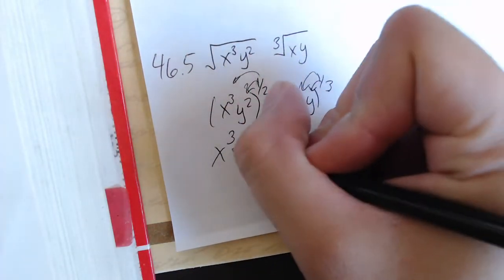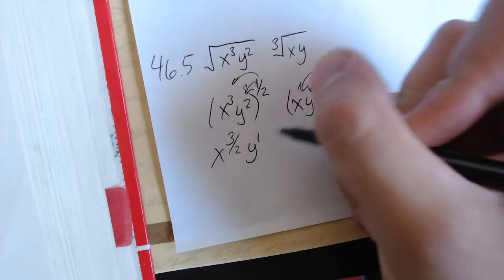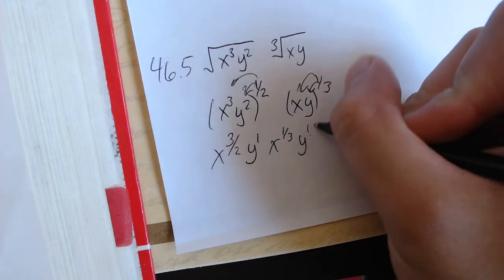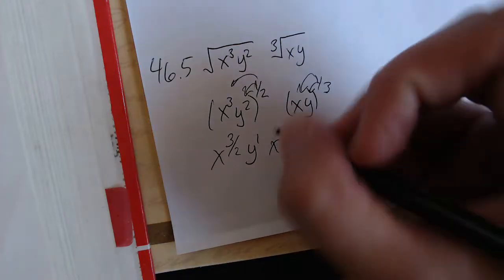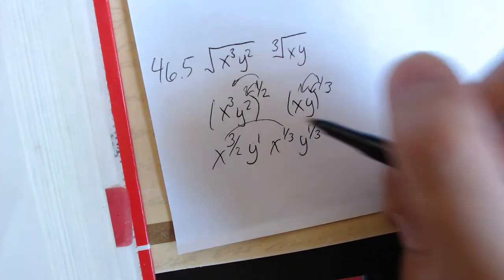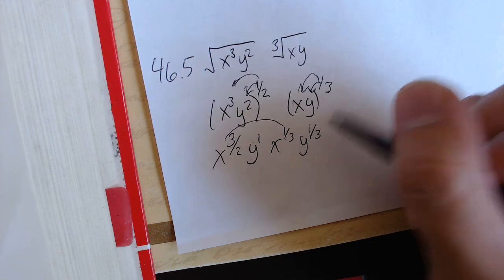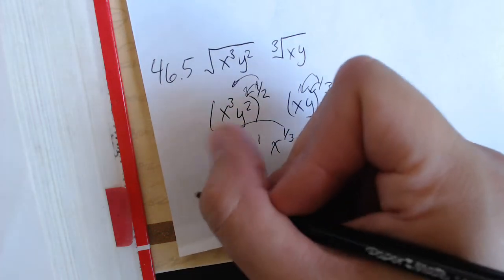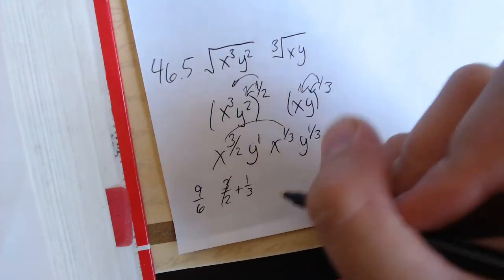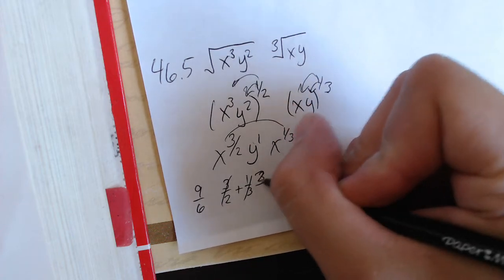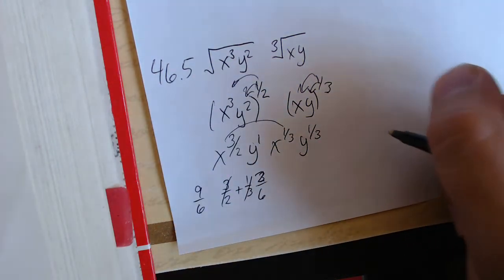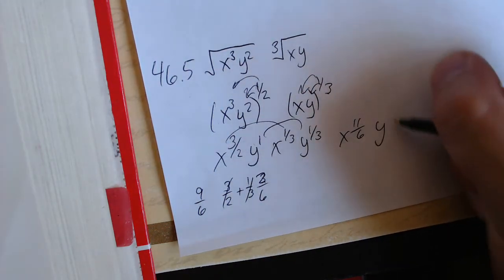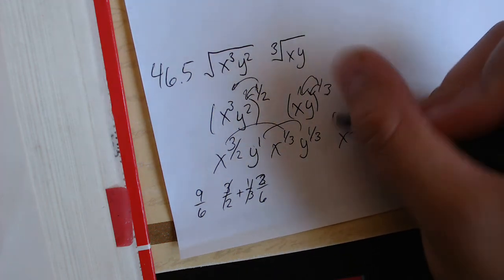That becomes x to the 3/2, and then y to the 1. And this becomes x to the 1/3, y to the 1/3. From here we just add like terms. The x's, let's go ahead and do 3/2 plus 1/3. That becomes 9 over 6. This becomes 2 over 6. 2 and 9, 11 over 6. So we get x to the 11 over 6, and then that becomes y to the 4/3. And that is our final answer.